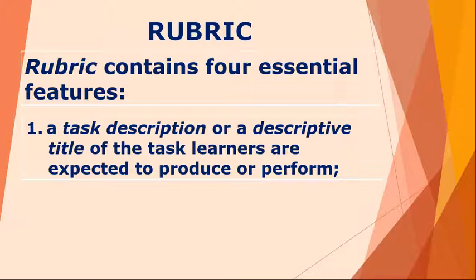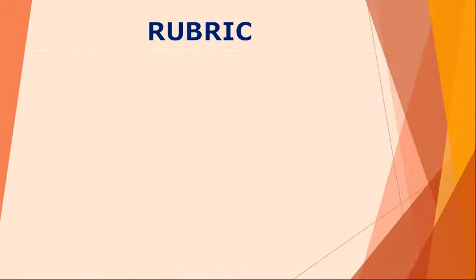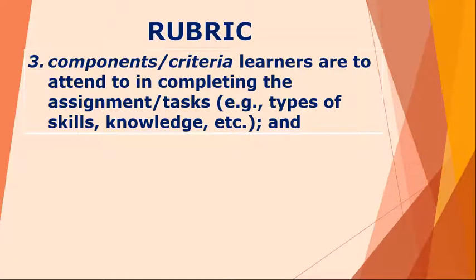For number 2, we have a scale and scoring that describes the level of mastery. For example, does the learner exceed expectation, or does he or she meet expectation, or does not meet such expectation? Number 3, components criteria. Learners are to attend to these in completing the assignment or tasks.